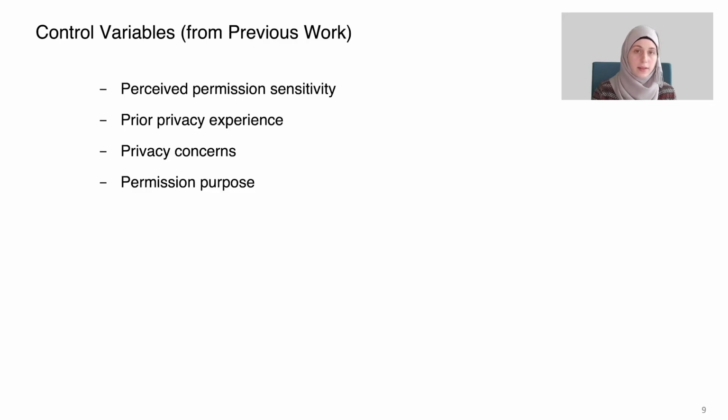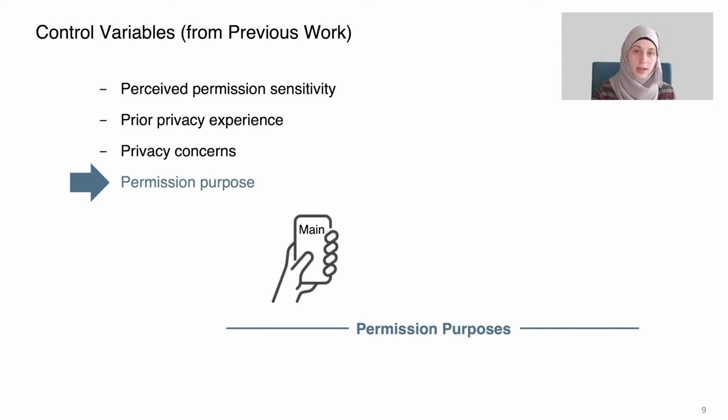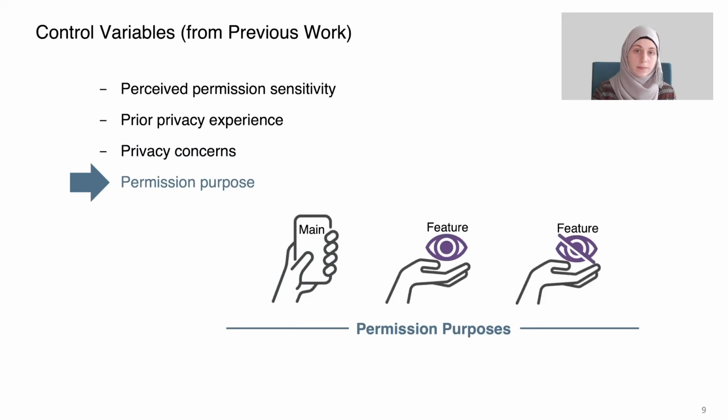Also, to isolate the effects of timing and rationales, we controlled for other factors that might influence users' permission decision, such as users' perceived permission sensitivity, users' prior privacy experience, and privacy concerns. Also, we selected the study apps such that they request permissions for different purposes. Either the permission is needed for the main functionality of the app, or a visible feature or a hidden feature.